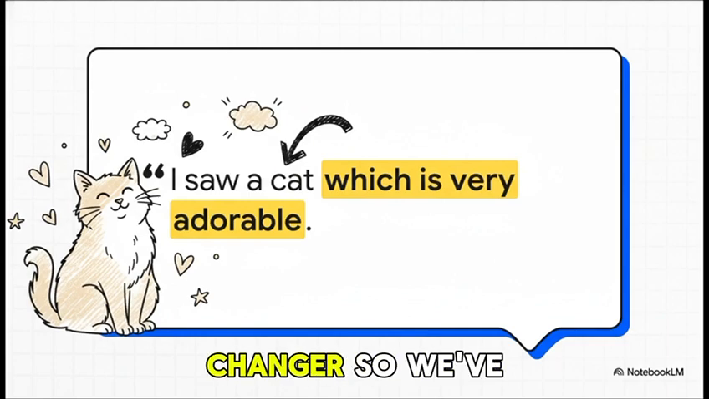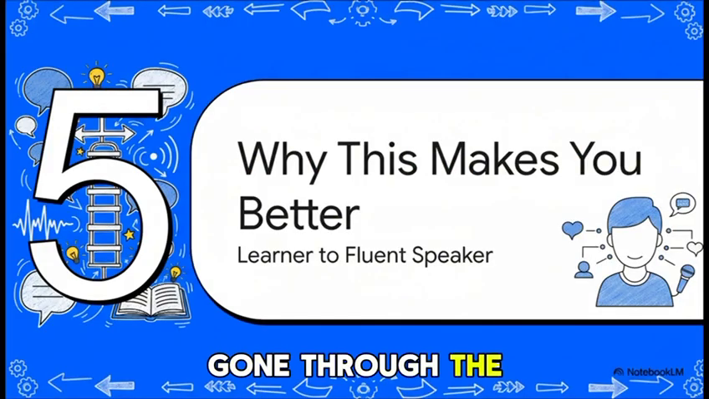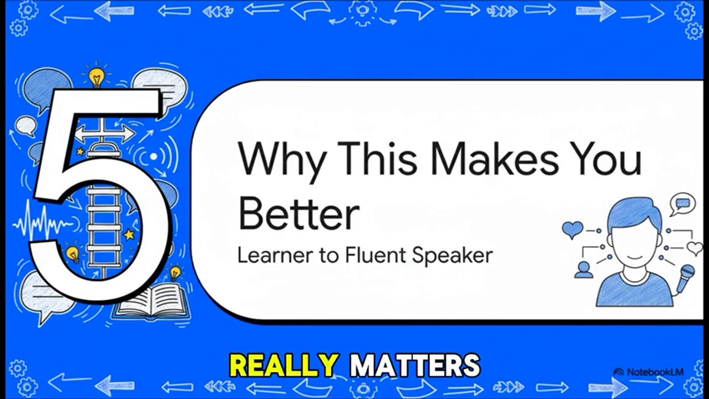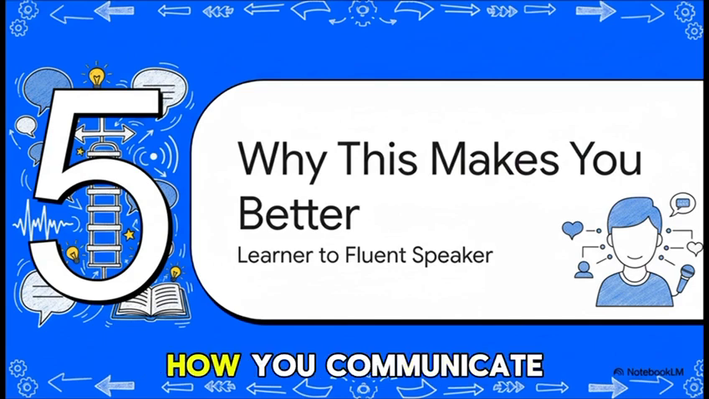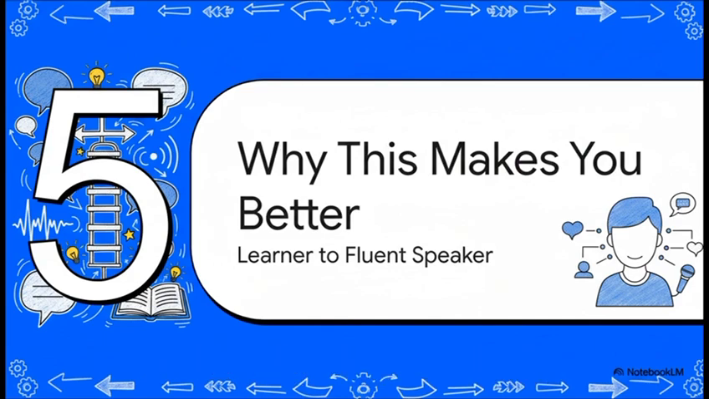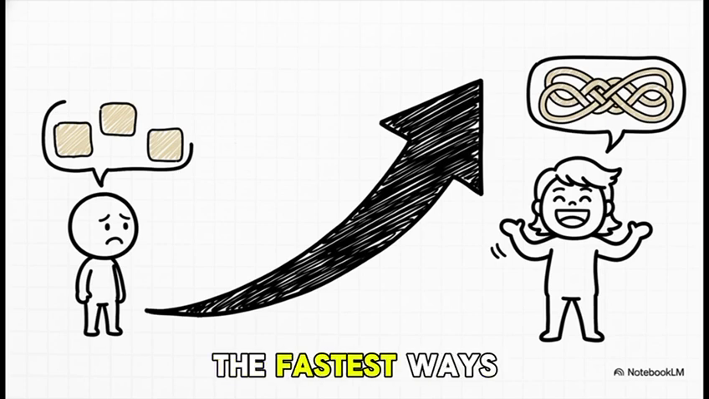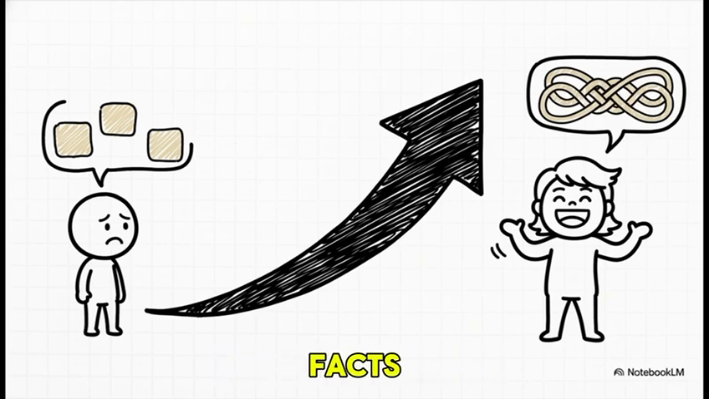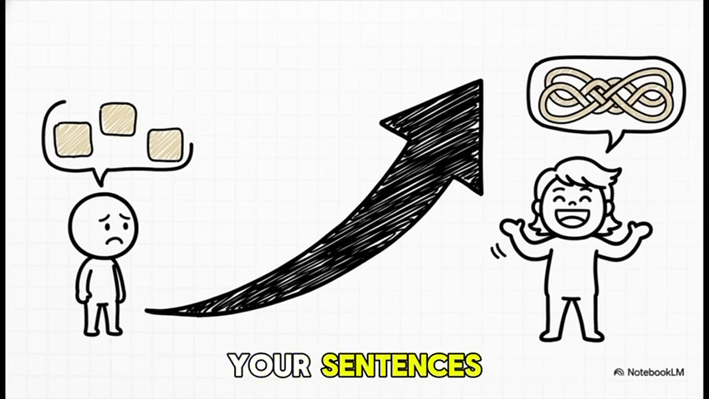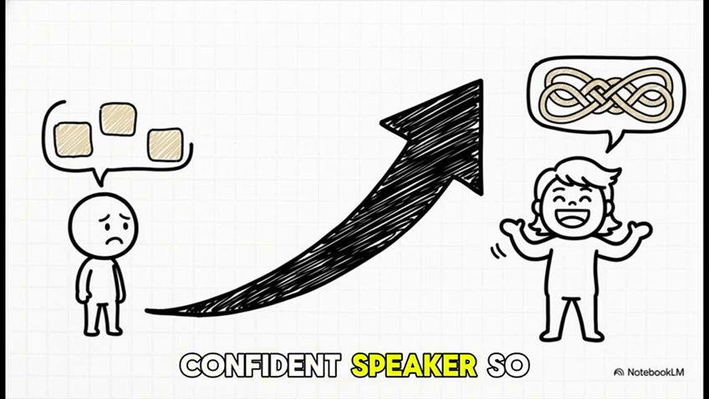It's a game changer. So, we've gone through the mechanics, but let's talk about why this really matters. I promise this isn't just about passing some grammar test. This is about completely transforming how you communicate in English. Here's the bottom line. Mastering adjective clauses is one of the fastest ways to level up your English. Seriously, you go from just stating facts to actually weaving these rich, interesting descriptions into your sentences. It's the difference between sounding like a learner and sounding like a really fluent, confident speaker.